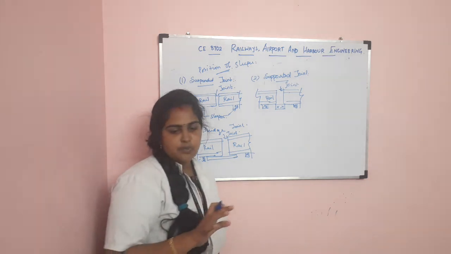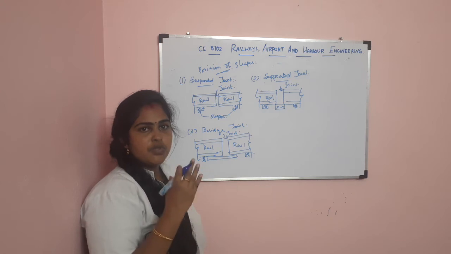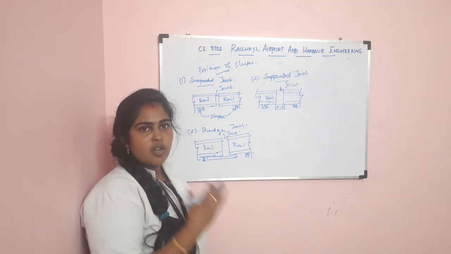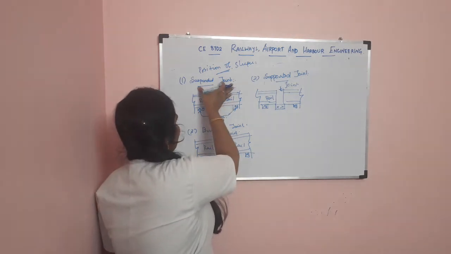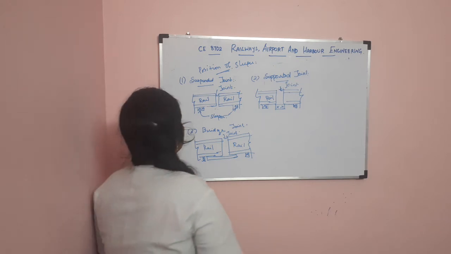So these are the types of joints. First, according to the position of joints, two types, that is square joint and staggered joint. Then according to the position of sleepers, the suspended joint, supported joint and bridge joint. So these are all about joints.